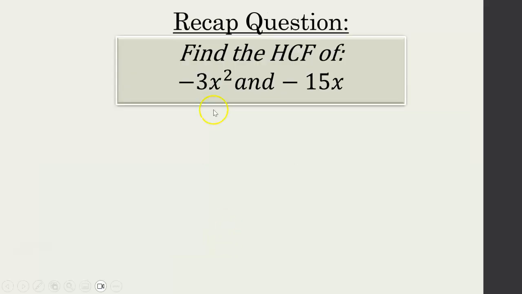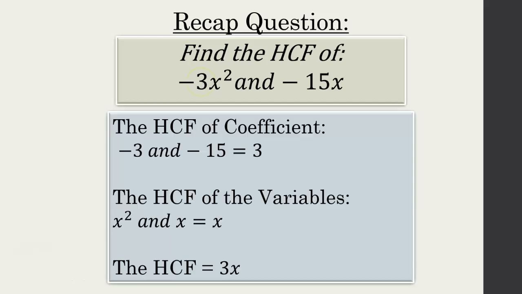Okay. Here's the recap question. You can have a go at it. So, first part, find the highest common factor of the coefficients. So, what's the highest common factor of minus 3 and minus 15? I said 3. Now, you could have chosen minus 3 technically, but 3 is also valid, so I'm going to pick 3. And what's the highest common factor of the variables x squared and x?